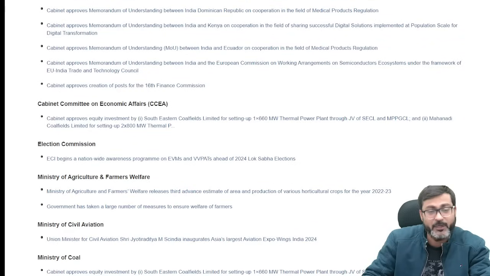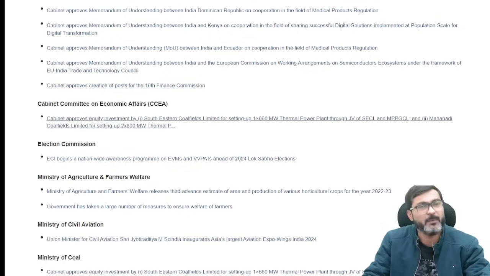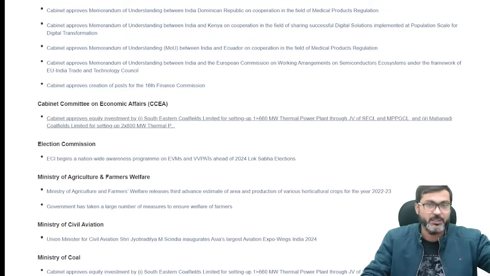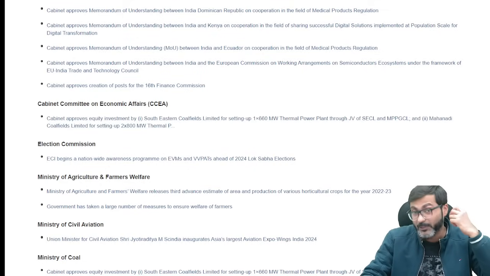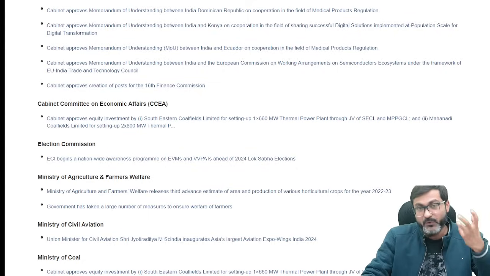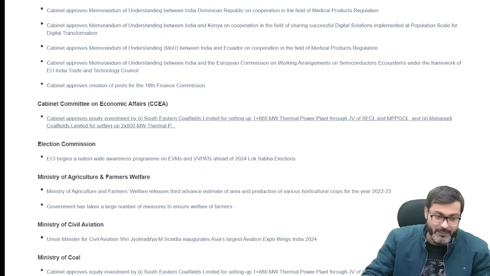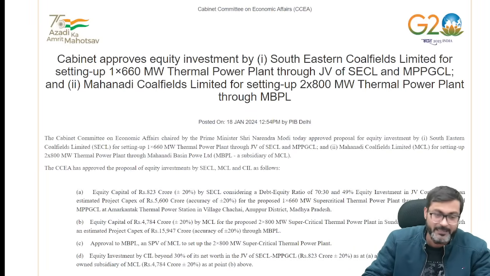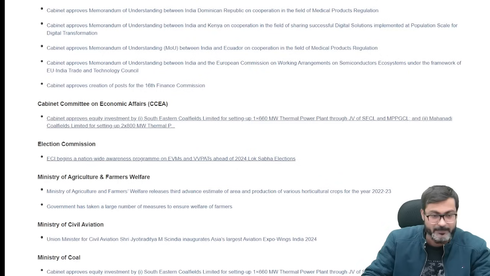Then for the Cabinet Committee on Economic Affairs, you need to see which approval has been given. So, Cabinet approves equity investment by Southeastern Coalfields Limited for setting up a 1 into 660 megawatt thermal power plant. This is too technical, right? Because the number of questions in the ESI paper and in Phase 1 GA are limited, obviously. You need to think like an examiner: are you going to ask a question about equity investment by some random company? Obviously not, right? We need to do smart study as well.